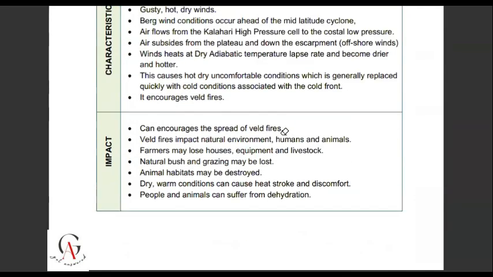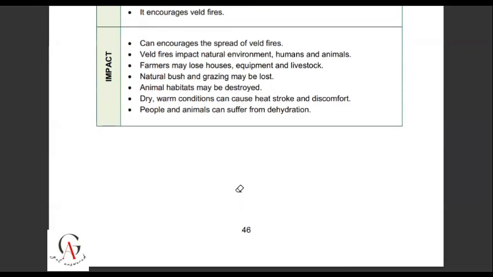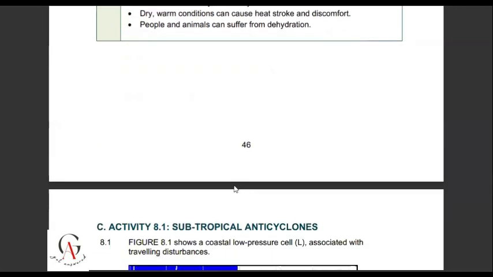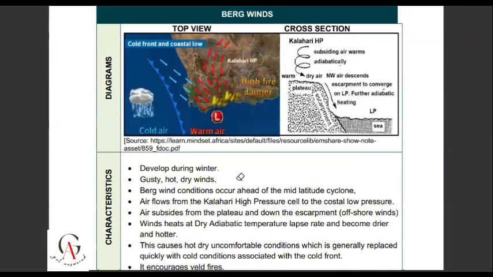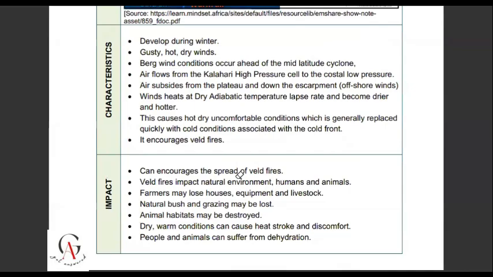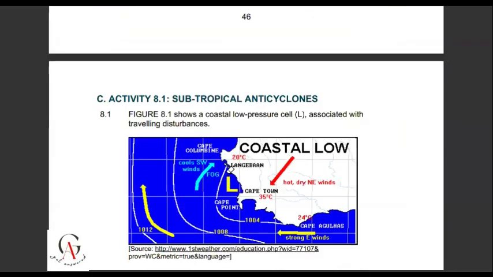And also what you should note is preventive measures for the Berg winds. How can people prepare for them? You look at things like controlling the wildfires, since there's a high chance of wildfires occurring, or keeping the ground wet to avoid the spread of wildfires, or people keeping water resources to avoid dehydration. That is basically the Berg winds. I think the information is there.